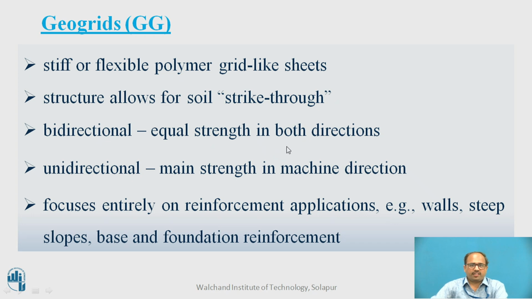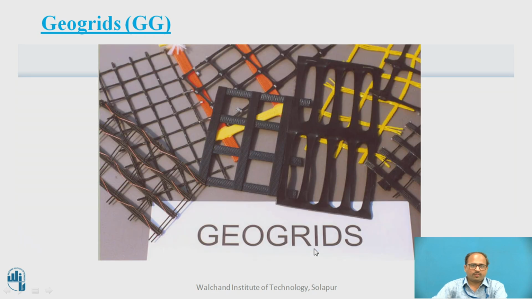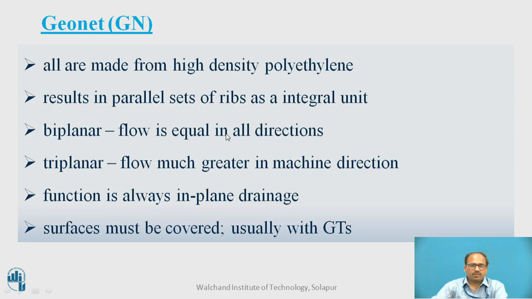It produces equal strength in both directions. But unidirectional has main strength only in the machine direction, for example only the x direction. This geogrid focuses entirely on reinforcement application. This geogrid is planar reinforcement. Main applications are retaining walls, then steep slopes, base and foundation reinforcement. These are the geogrid types.